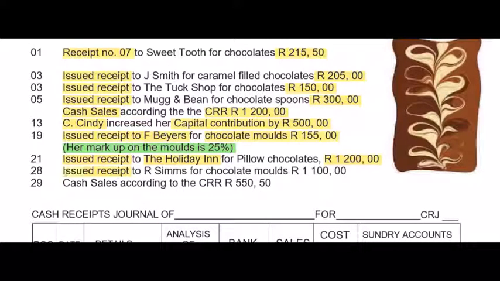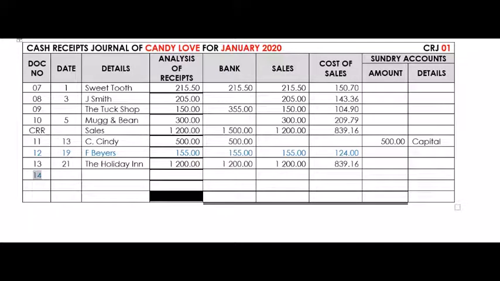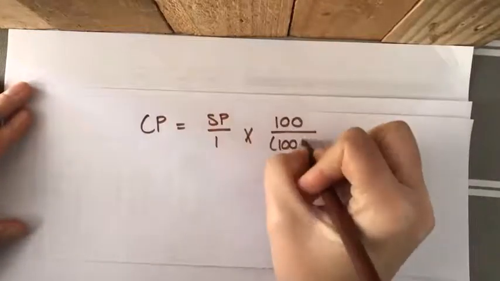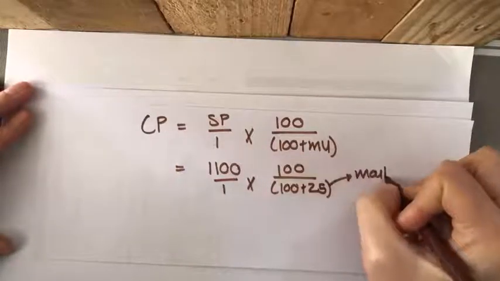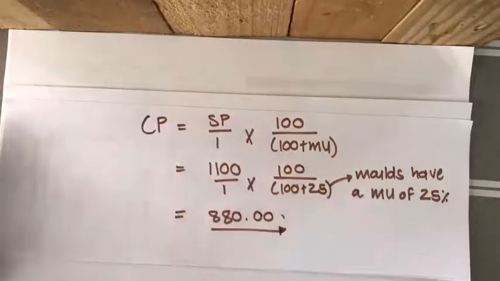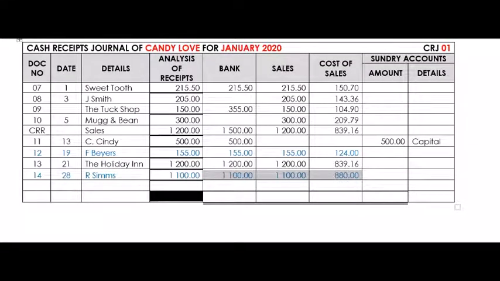Then on the 28th, we issued a receipt to R. Sims for chocolate molds, 1,100 Rand. And I've highlighted this in green again because chocolate molds has a markup percentage of 25% as specified on the 19th. So in your CRJ, it will be receipt number 14 on the 28th to R. Sims. 1,100 Rand is how much he paid us. It's the only transaction for the day, so put the money in your bank. We received it for selling chocolate molds, and now when you calculate your cost of sales, you will do it like this. And write your answer in the cost of sales column.